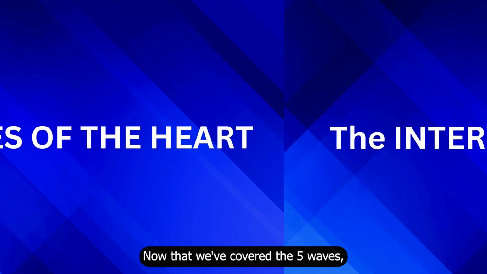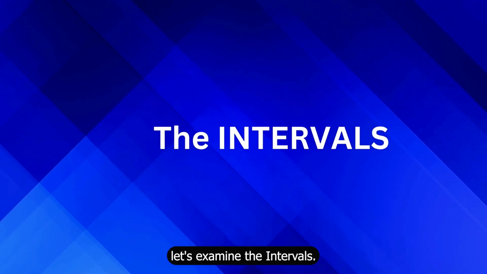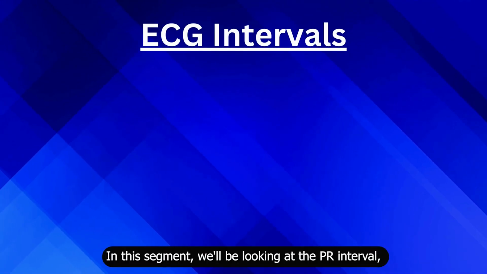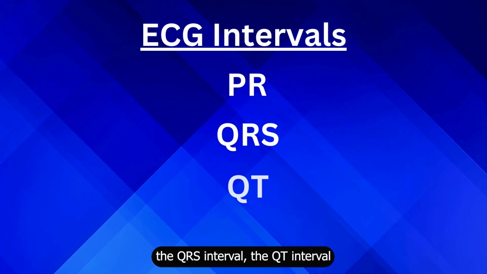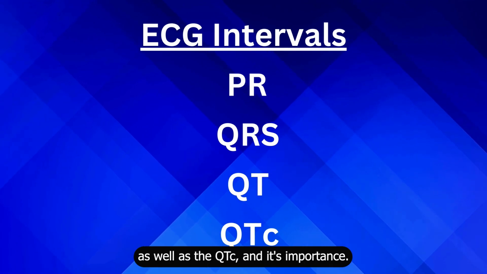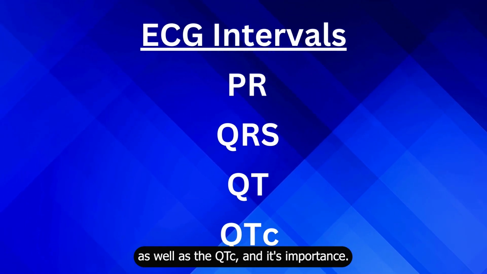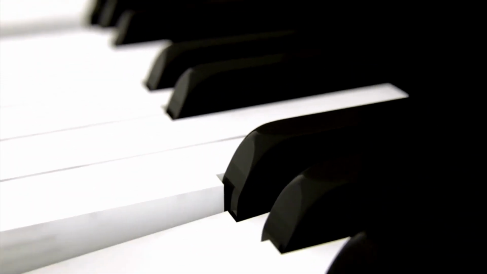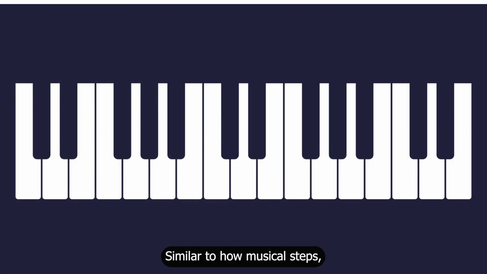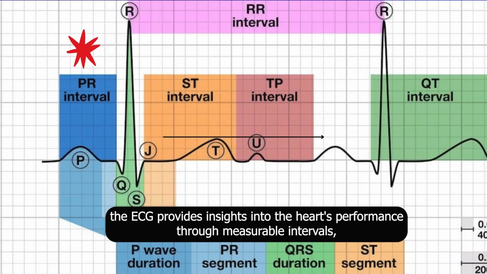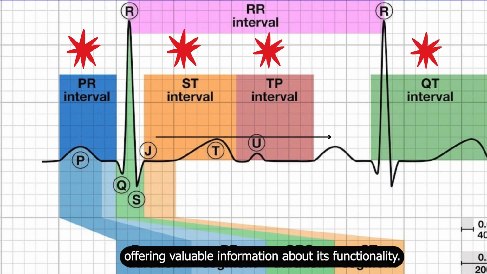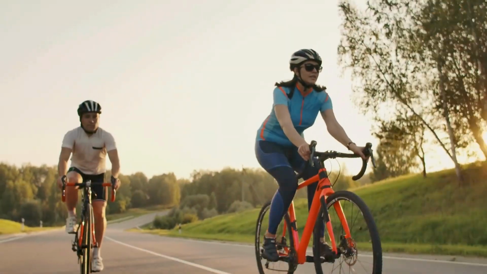Now that we've covered the 5 waves, let's examine the intervals. In this segment, we'll be looking at the PR interval, the QRS interval, the QT interval, as well as the QTc and its importance. Similar to how musical steps, thirds, fifths, and octaves produce specific sounds, the ECG provides insights into the heart's performance through measurable intervals, offering valuable information about its functionality.